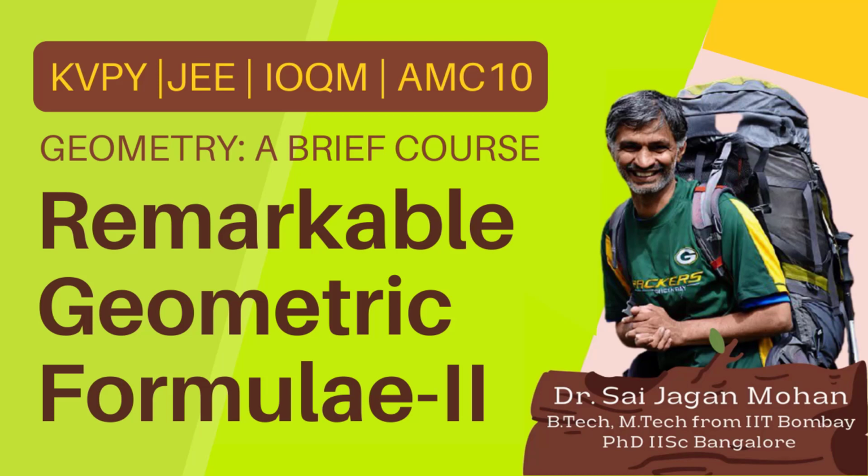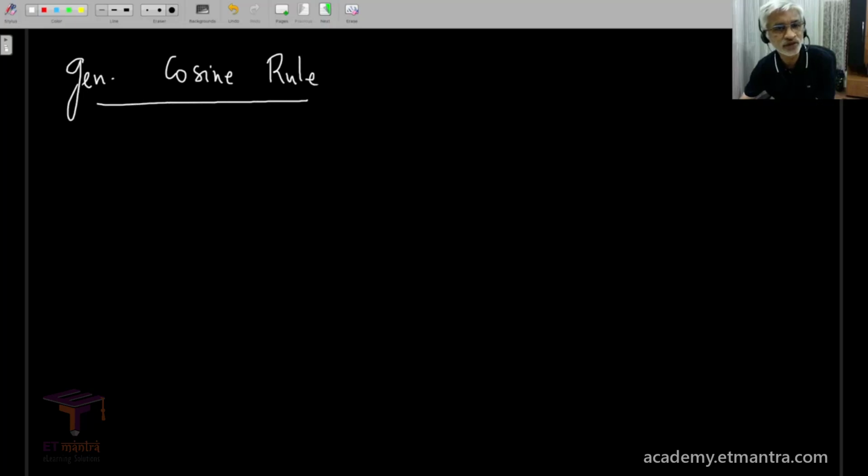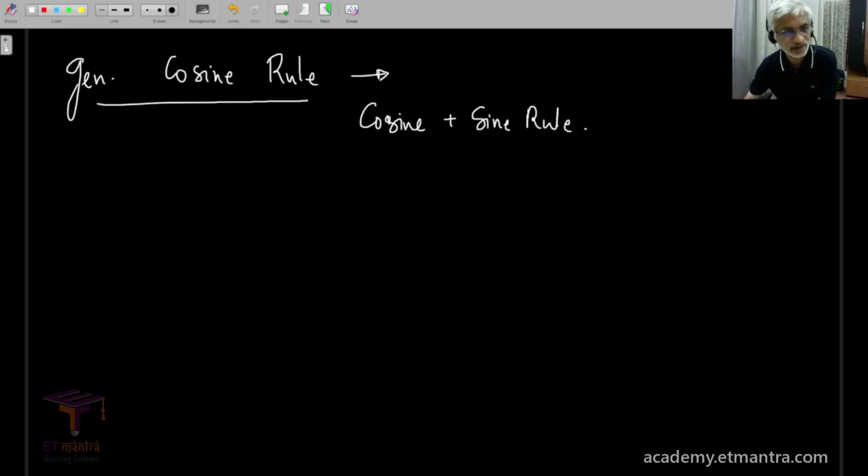We will continue with this theme of remarkable geometric formulae, and this time we'll start with something which we shall call the generalized cosine rule. This itself is a little tedious to derive, and all I'm going to say is that it comes directly by a few algebraic manipulations of the cosine rule as well as the sine rule. But the good news is that it is quite easy to remember.